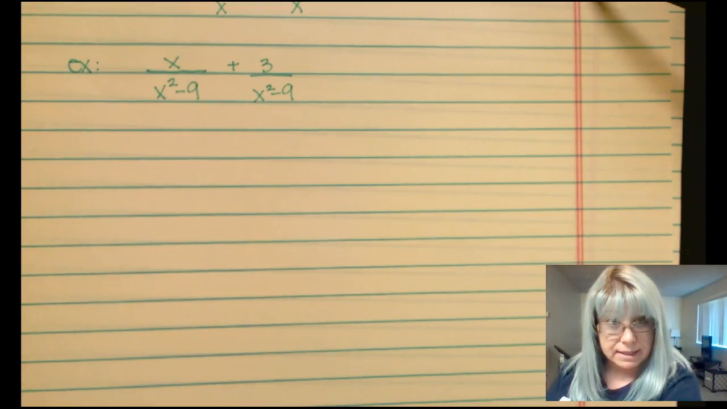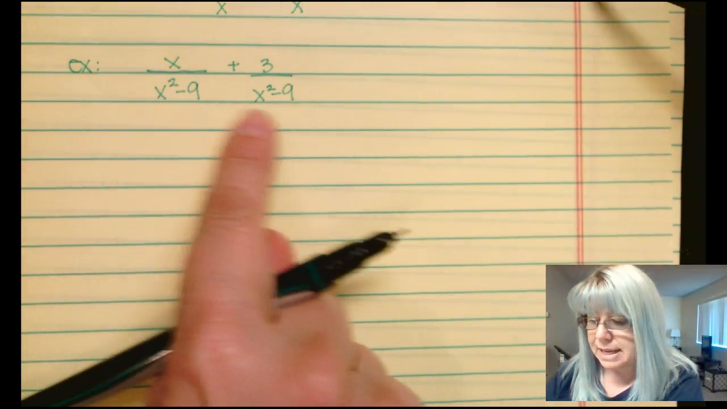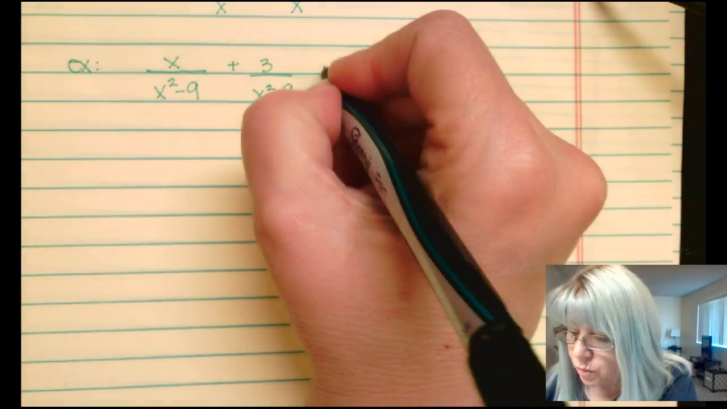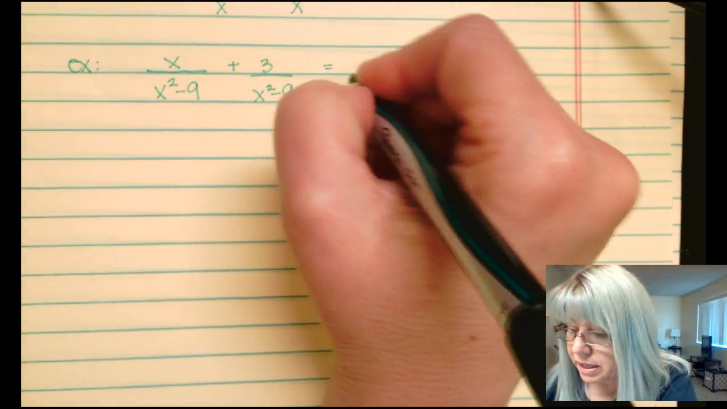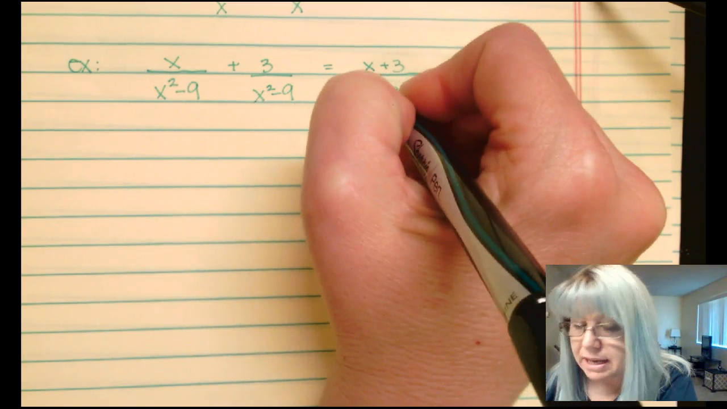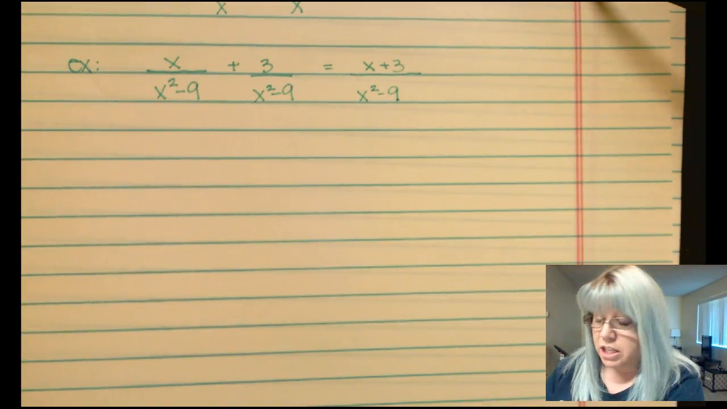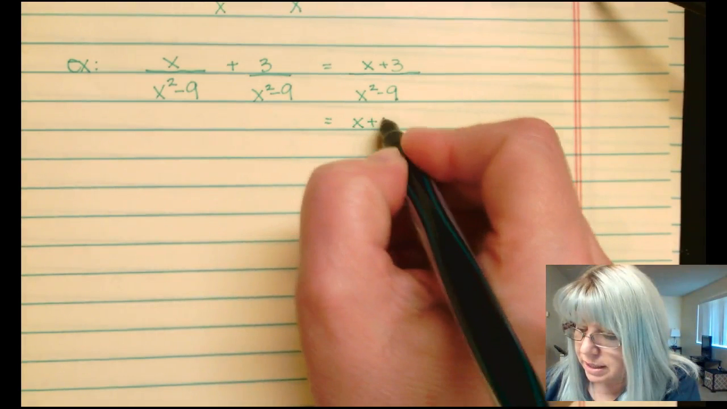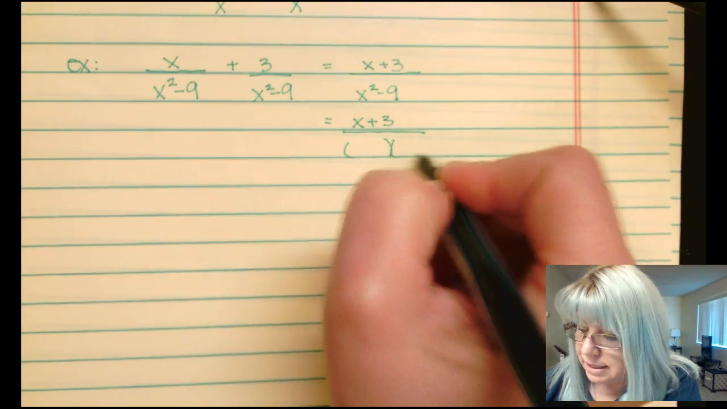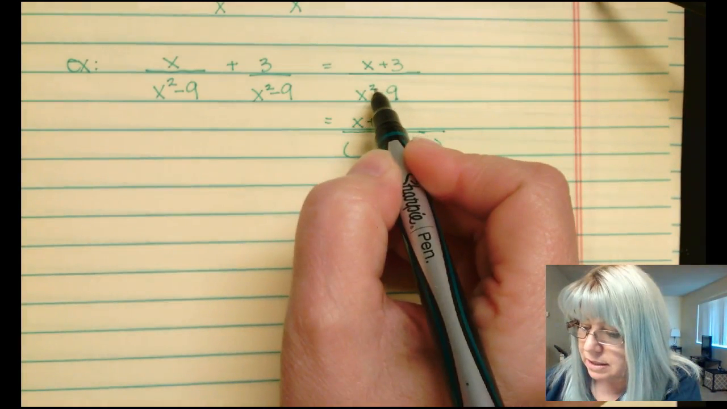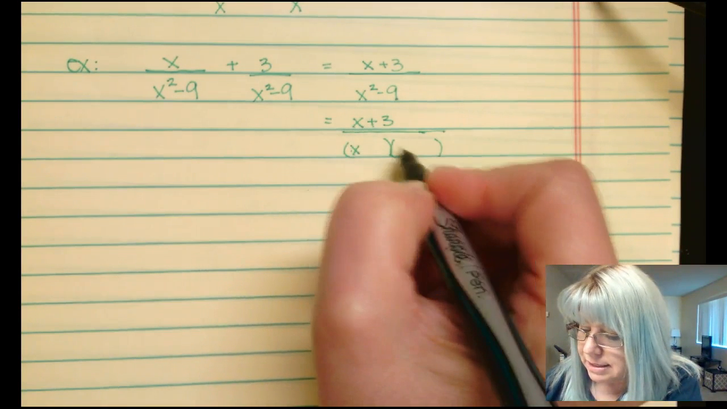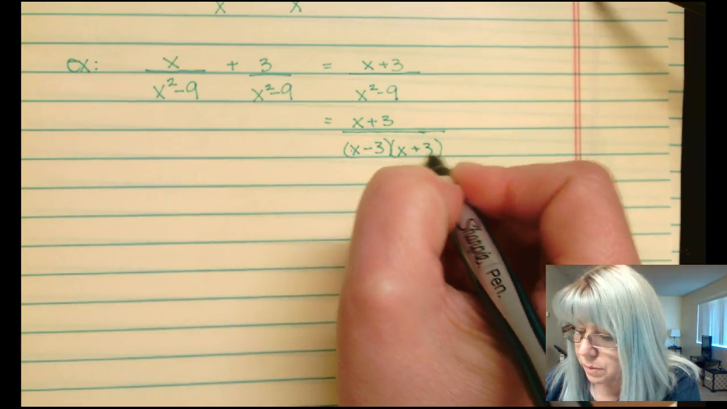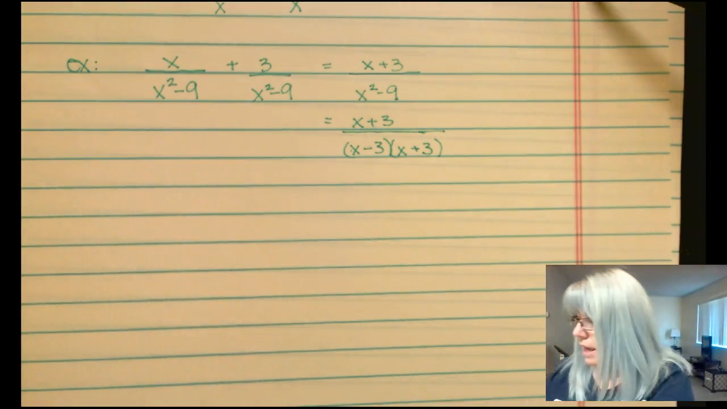This one is a little bit more complex, but we see that it still has the same exact denominator. Because they have the same exact denominator, I can write it as x plus 3 over x squared minus 9. Now I do need to factor the denominator to see, can I reduce? So x plus 3 is the numerator, and let's see how I can write x squared minus 9. x and x, two numbers that multiply to -9 but add to 0, that's going to be -3 and +3.